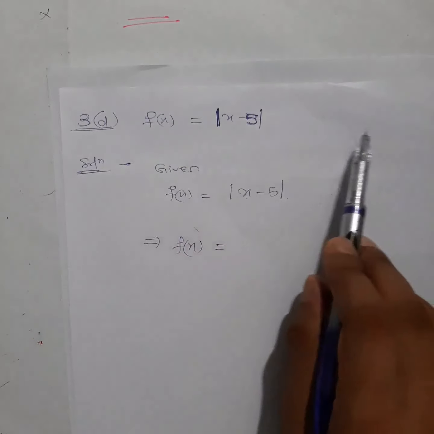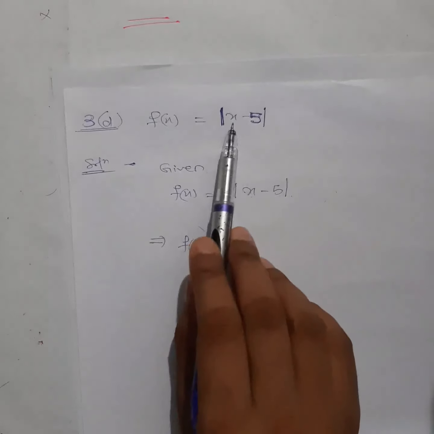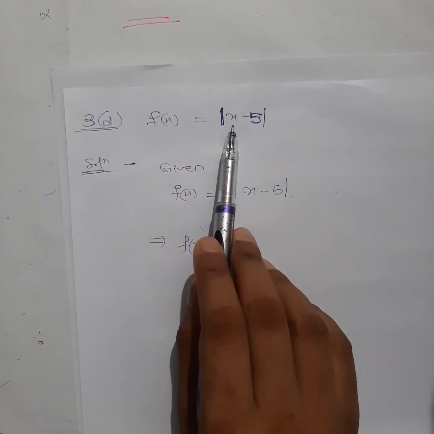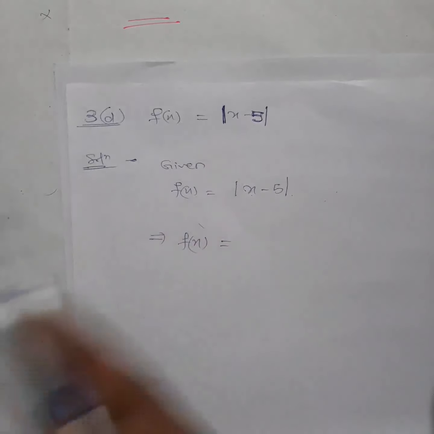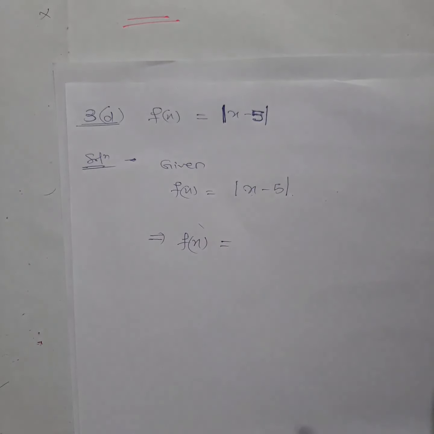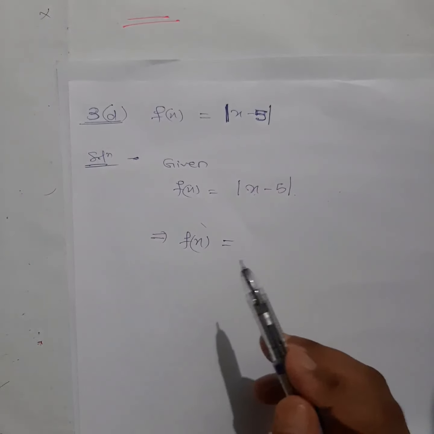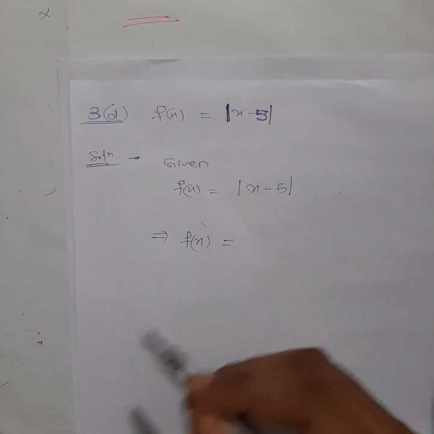Now, did they mention at what point? No. So you have to check at every real number. Okay, means I have to take all the real numbers and check at those points whether the function is continuous. Function continuous means the graph will break or not.